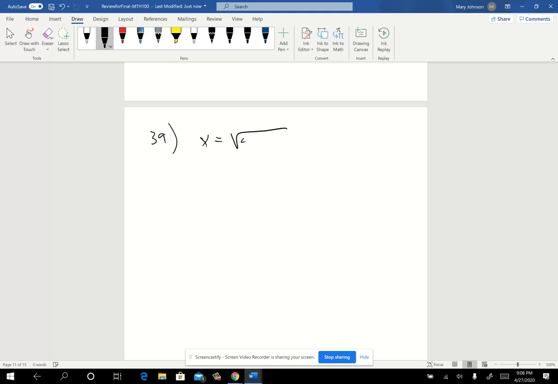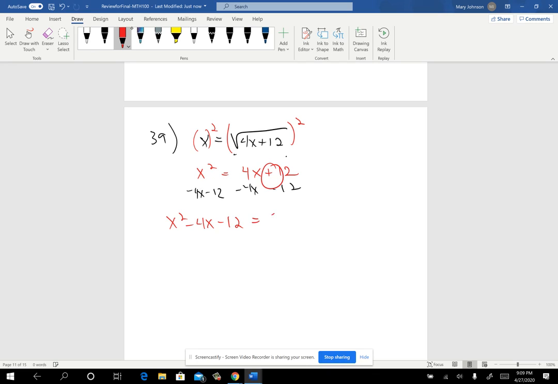All right, the last one I want to do looks like this. So it has a square root, and the square root's already isolated. So we're just going to come in and square both sides. Okay, which gets me to there. And then I'm going to subtract the 4x and subtract the 12 from both sides. So that's going to give me x squared minus 4x minus 12 equals 0 on the right.